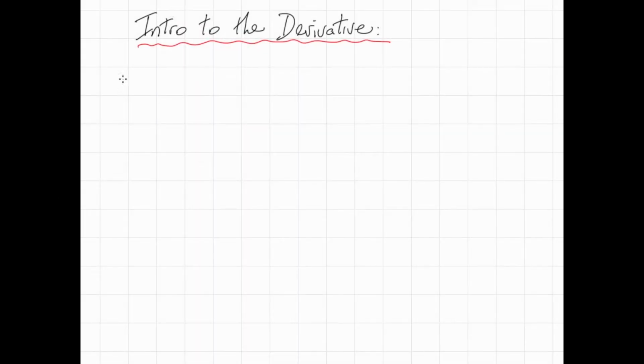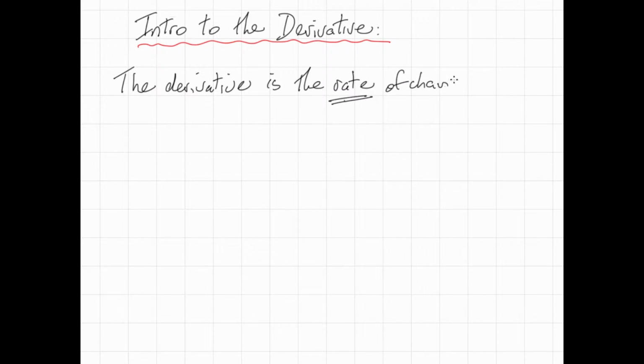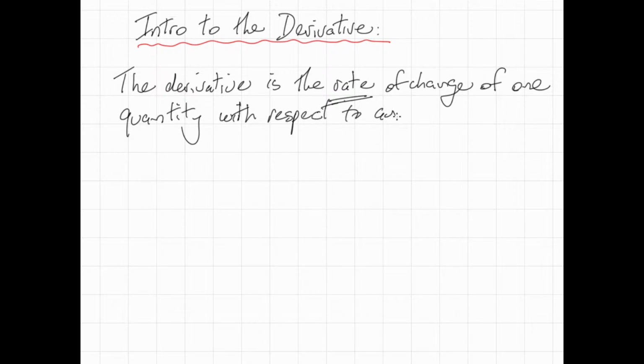The derivative, as a verbal definition, is the rate of change. That's an important concept. It's a rate of change of one quantity with respect to another quantity. Okay, what do we mean by that?